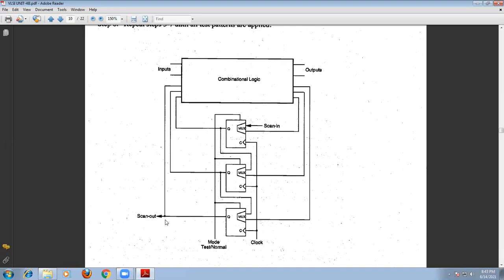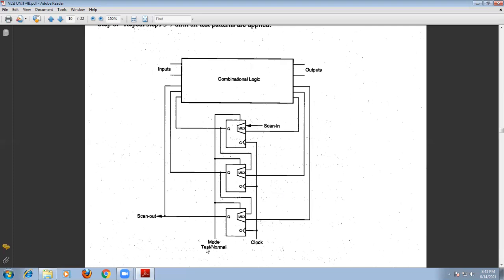And in the normal mode, what happens is the scan path is disabled, and the circuit functions as a sequential circuit. Okay, the circuit behaves like a sequential circuit.